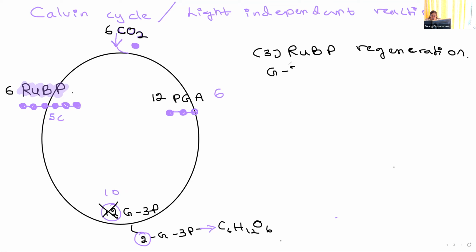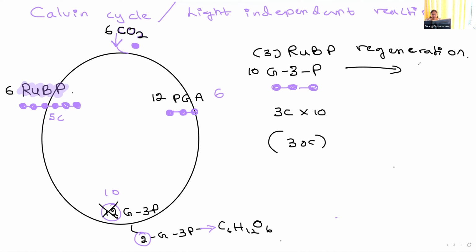G3P is a 3-carbon compound, and I have 10 left. How many carbons? 30 carbons, yeah. 3 carbon into 10, right? 10 molecules left, so we have a total of 30 carbons left. Can you build up all the available RUBPs back again? So this is the RUBP regeneration. If the RUBP is a 5-carbon molecule, I can make 6 of them.